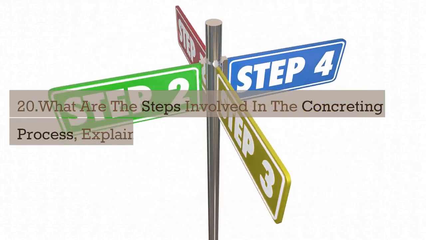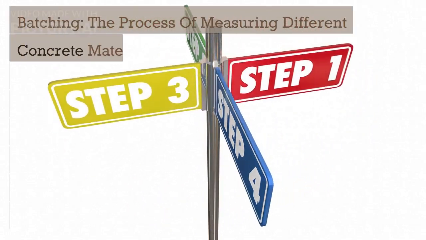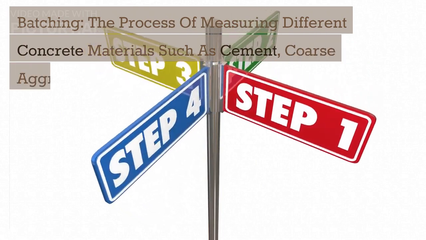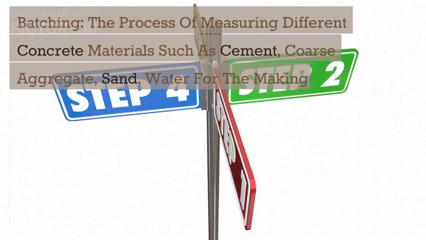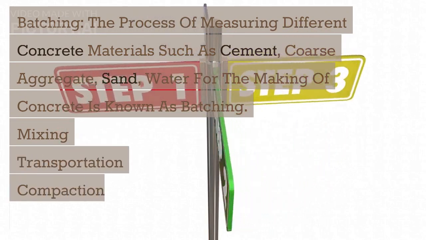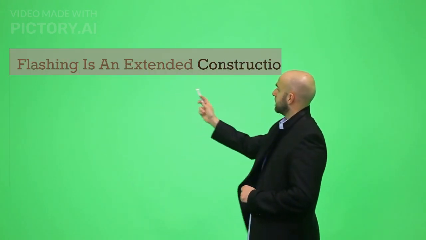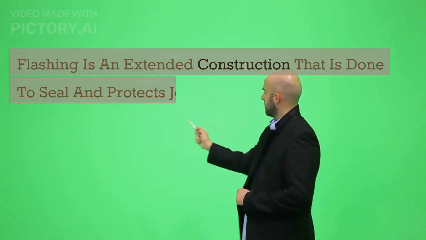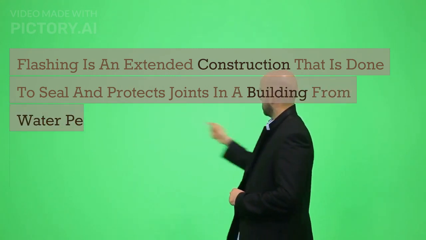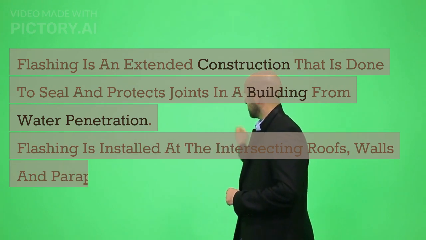Explain. Batching. The process of measuring different concrete materials such as cement, coarse aggregate, sand, water for the making of concrete is known as batching. Mixing, transportation, compaction, curing. 21. Explain what is flashing. Flashing is an extended construction that is done to seal and protect joints in a building from water penetration. Flashing is installed at the intersecting roofs, walls and parapets.